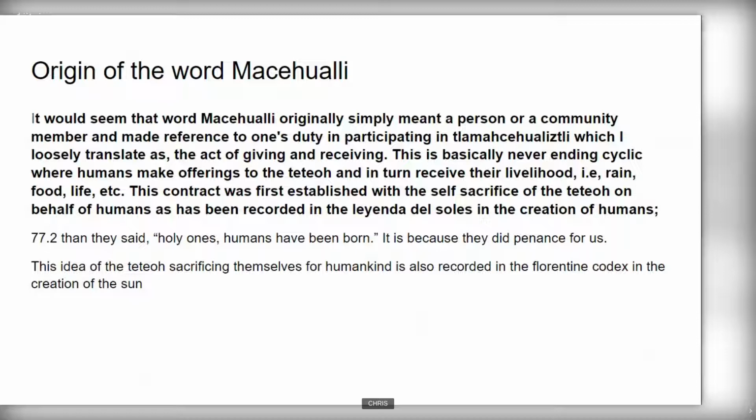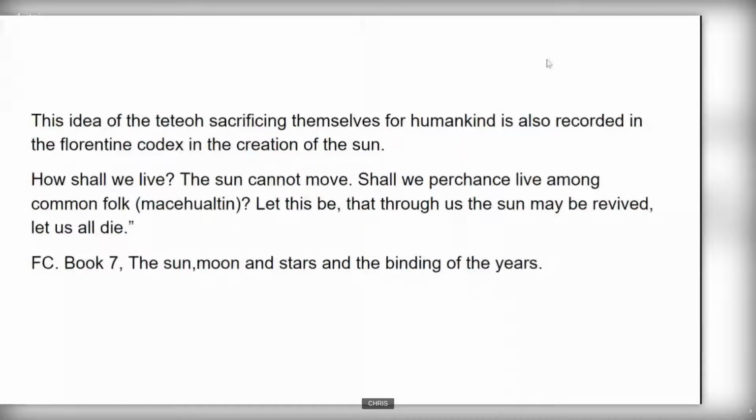And there are numerous sources that allude to that, including the creation of the sun, which I'm listing here as well. This is from the Florentine Codex. And here we have Masewalti have been born, because they did penance for us, because the Teteo did penance for us. So there's a connection between the act of penance and the term Masawali, in my opinion, and some others' opinions. And we're going to get into that soon.